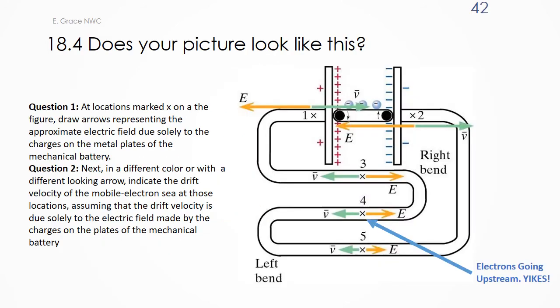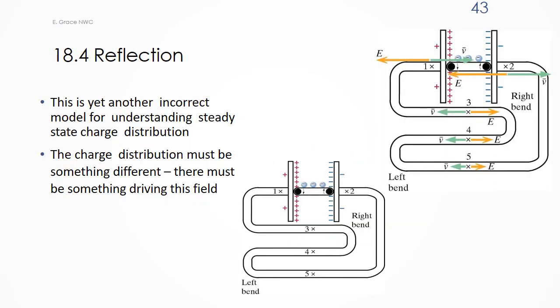All right, we drew something that looks like this. So we've got the electric field going in one direction all the way around, and the current going the opposite. But okay, to reflect, we have yet another incorrect model, bummer, for understanding steady state charge distribution. So charge distribution must be something a little bit different than just the field from the battery. Something is driving these electrons to go around this wire. So let's think a little bit more deeply.